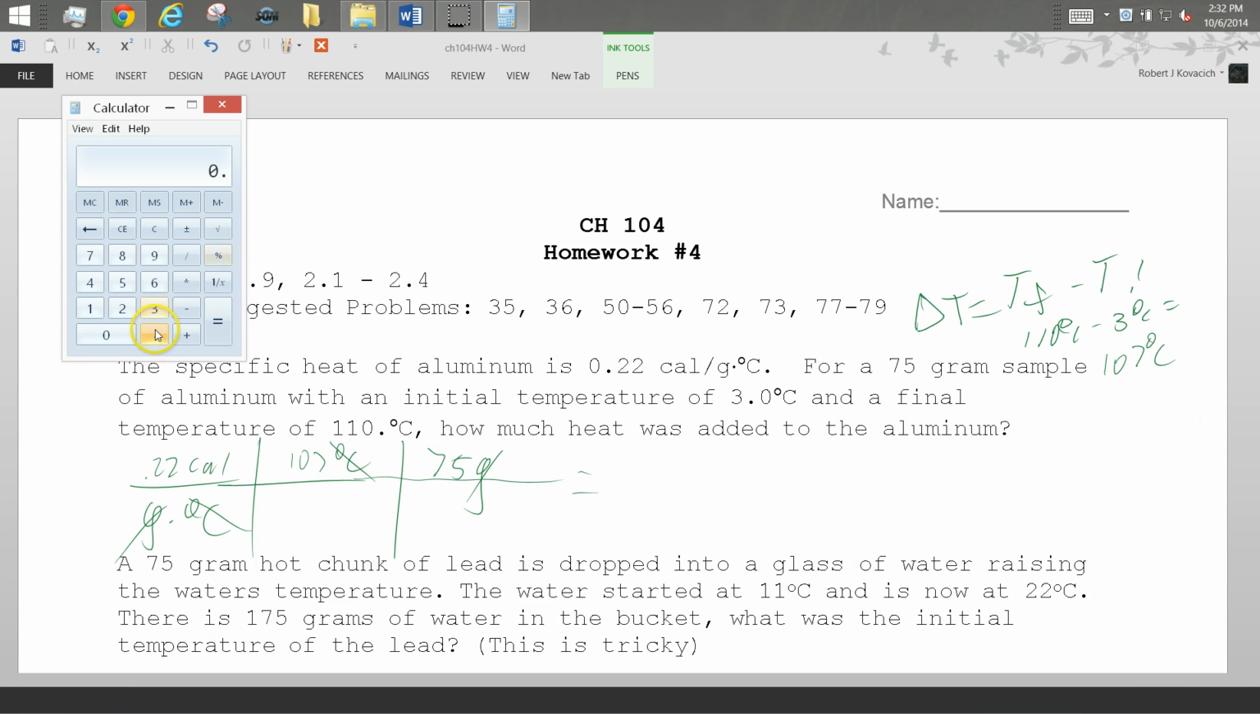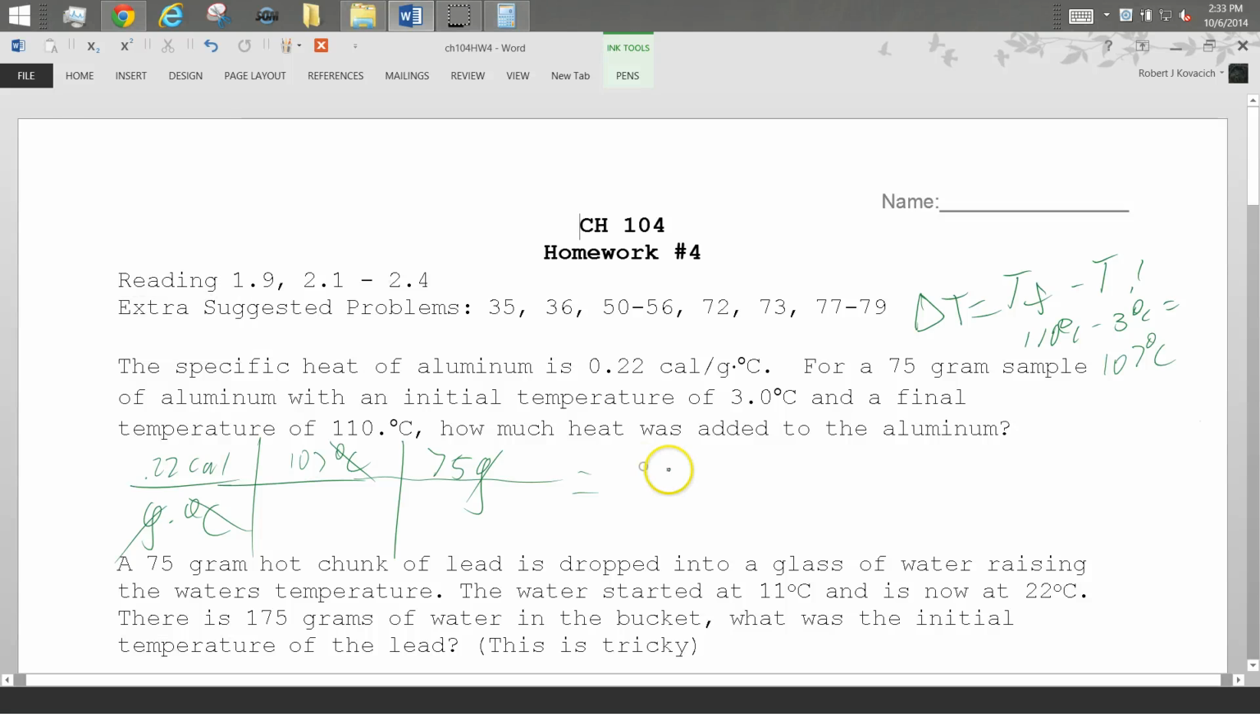So I'm going to take 0.22 and multiply it by 107, and then multiply it by 75, and I'm going to get 1765.5. So how many sig figs do I have? Does everybody see 2? Because it's 3.0, right? So what should I put? 1800 calories.